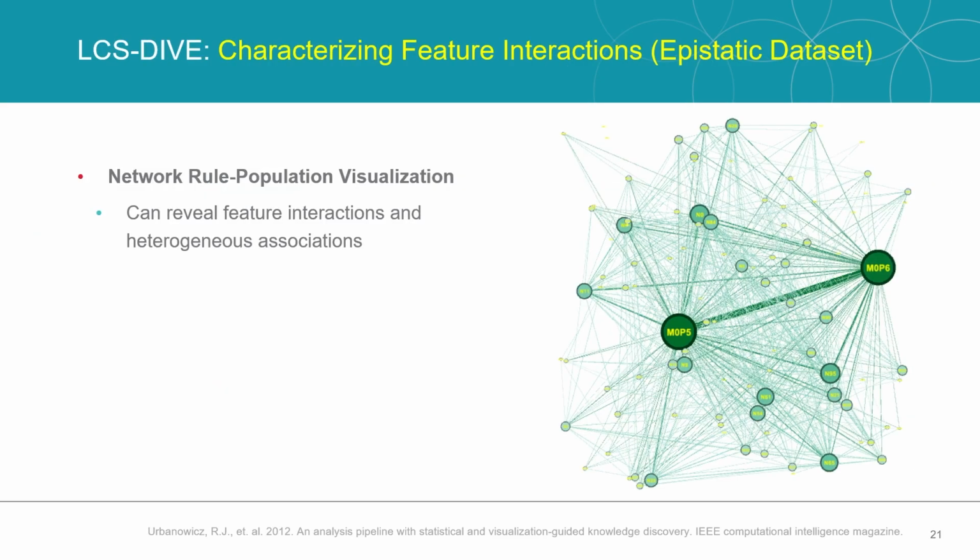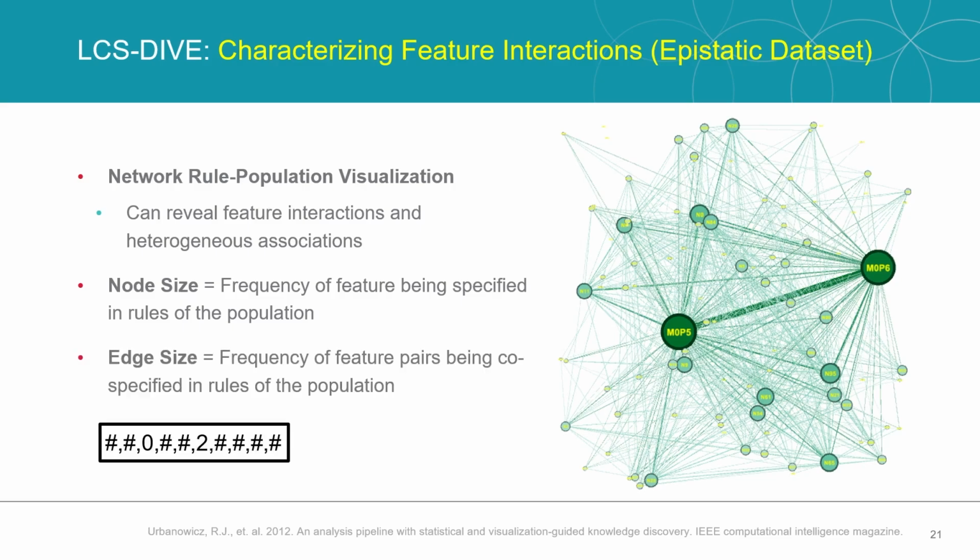Another visualization we explored in the context of Survival-LCS was generated using LCS Dive, which creates a network rule population visualization. This is done in an attempt to capture underlying complex patterns of association, such as epistasis and heterogeneity. In this example, we're looking at an epistatic dataset. In this network visualization, the node's size represents the frequency that a given feature has been specified in rules of the population, and the edge size represents the frequency that a pair of features were co-specified in rules of the population. And in looking at the rules discovered by Survival-LCS on the epistatic dataset, we see that the algorithm has successfully focused on these two predictive features the most over all other noisy features, and that they tend to be co-specified together in rules, better capturing the underlying interaction effect between them.